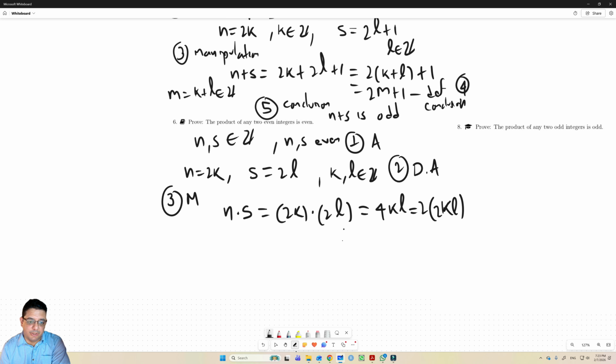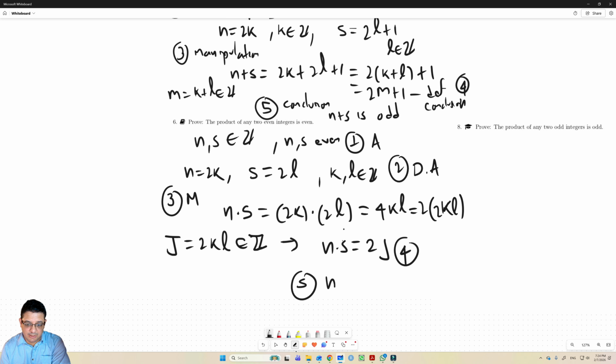Now, I'm just going to call j = 2kl. Notice k is an integer, l is an integer, 2 is an integer. Multiplication of integers is an integer, so this belongs to the integers. And that implies that n times s is 2j. And so this is my definition of the conclusion. And so my conclusion will be that n times s is even. So I'm completing the 5 steps of the proof.